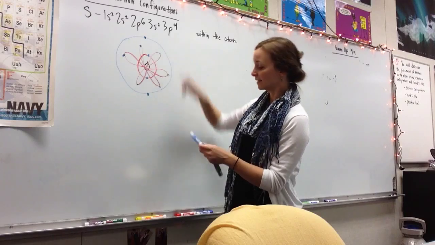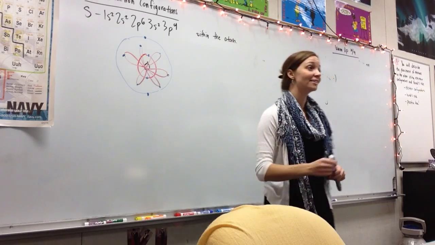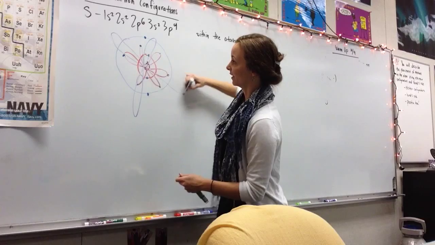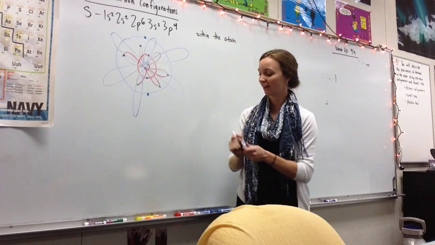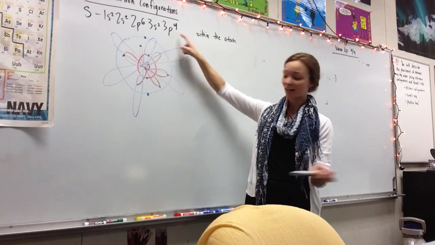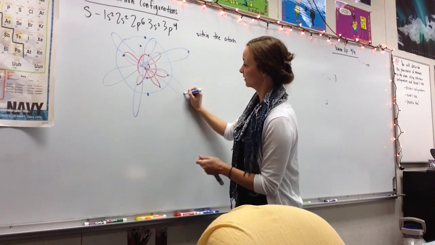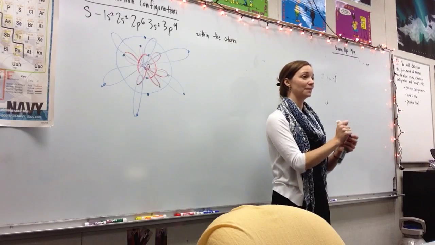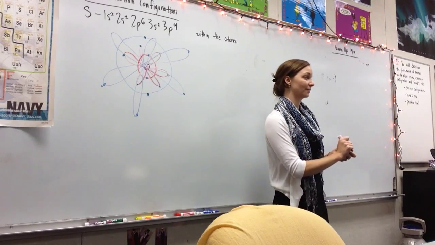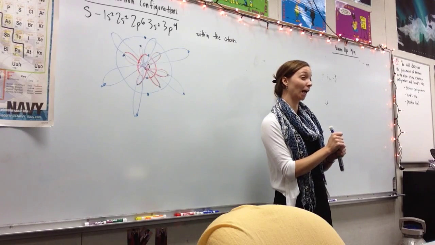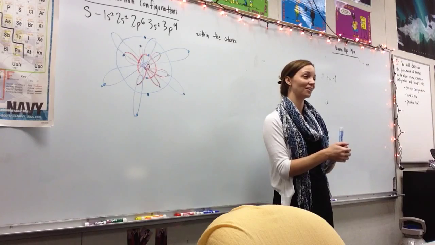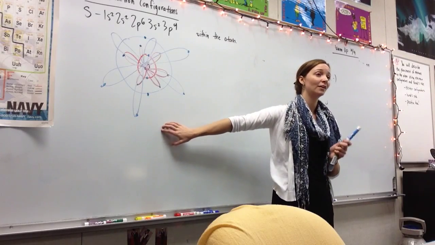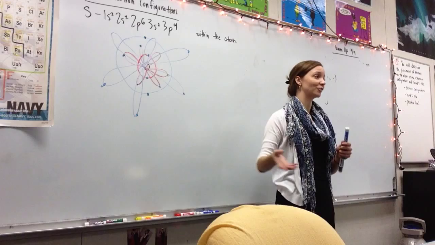And then we're at the 3p's, so now I have to draw in my dumbbells. I have three dumbbells: dumbbell, dumbbell, and dumbbell. I only have four electrons on that, so I'm going to have one, two, three, and four. And this would be the overlapping orbital shapes for sulfur. So that helps some people, and some people are like, huh? If you're one of those people, don't worry. As long as you can do the electron configuration, that's the important part. But this is literally what we're describing when we do electron configurations.